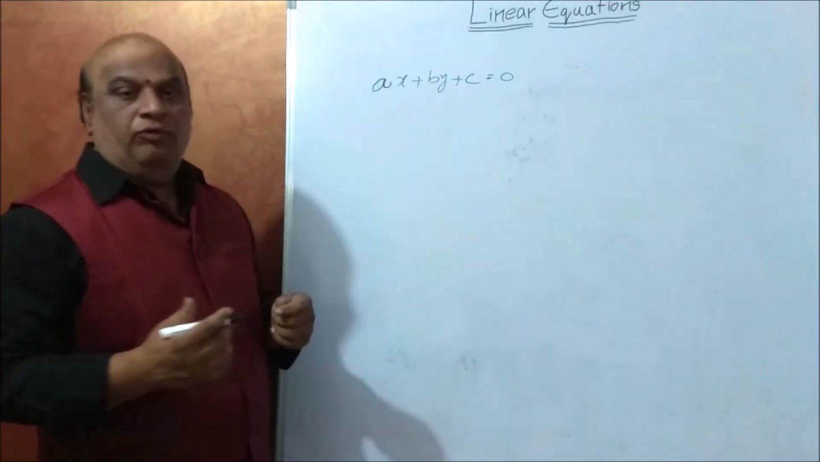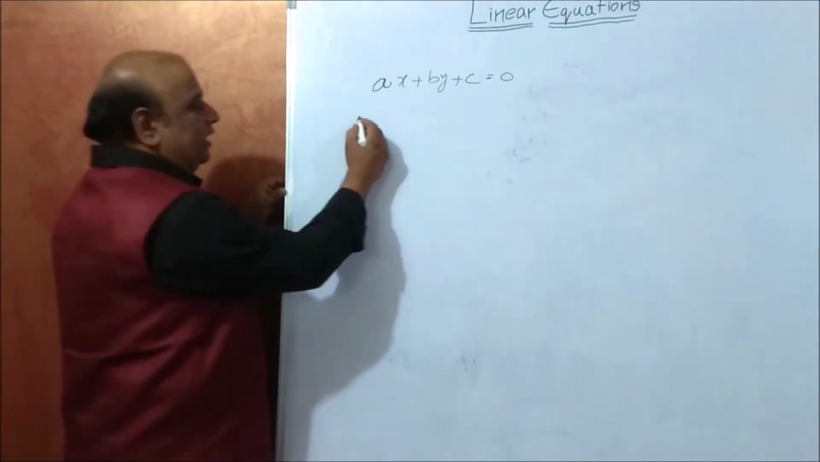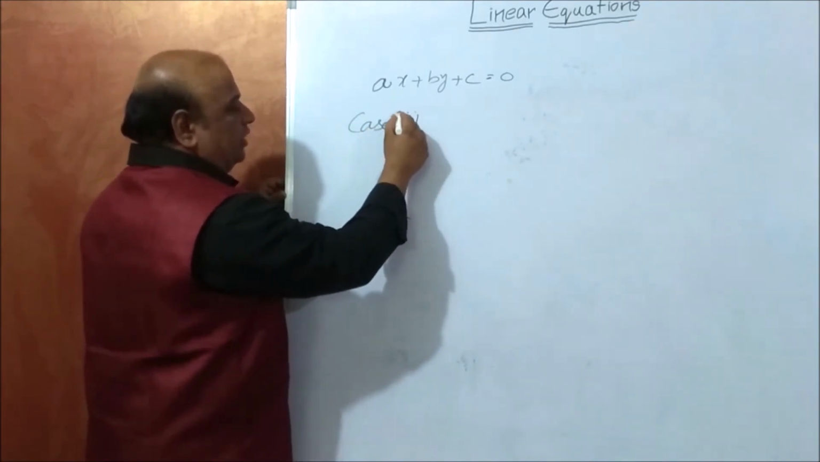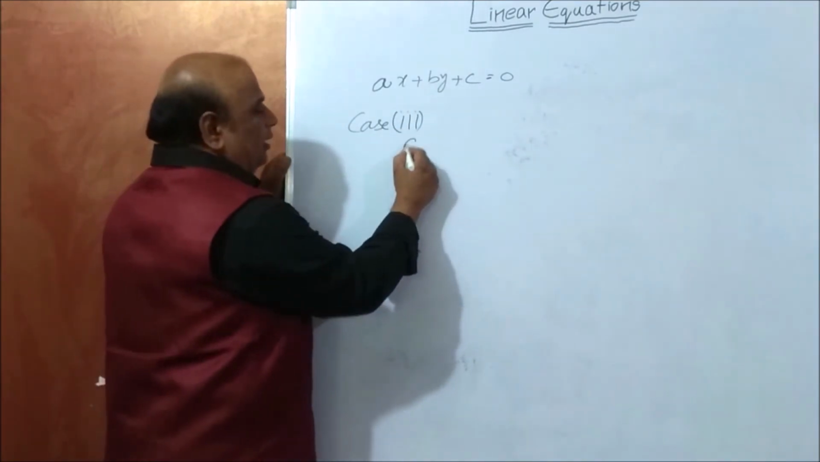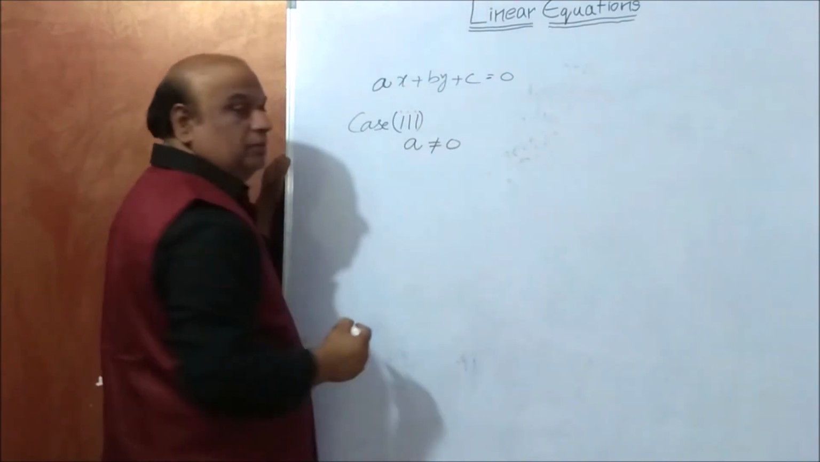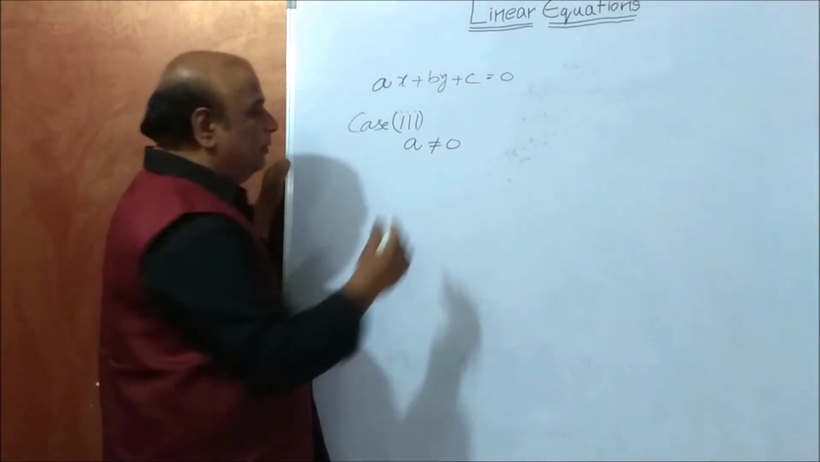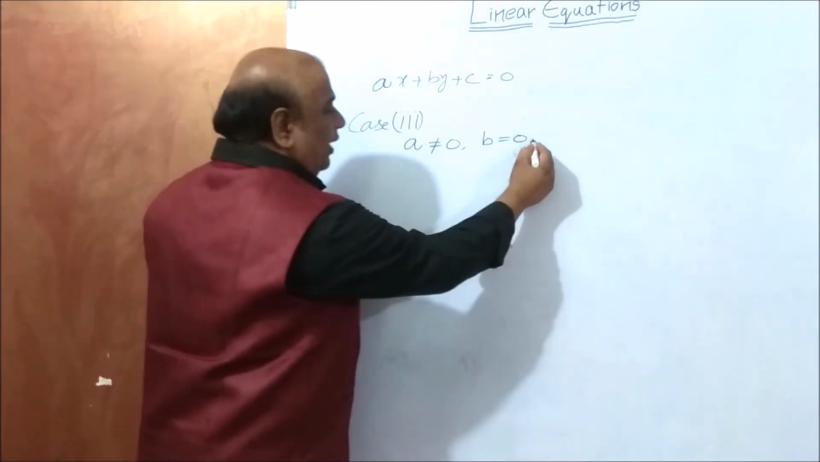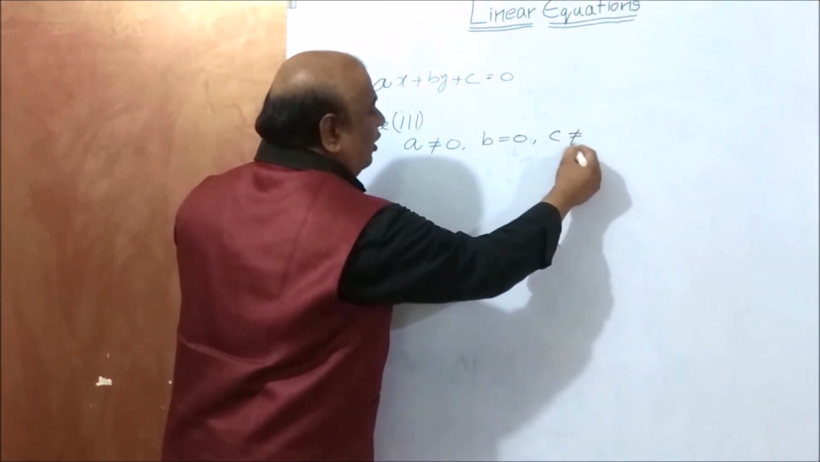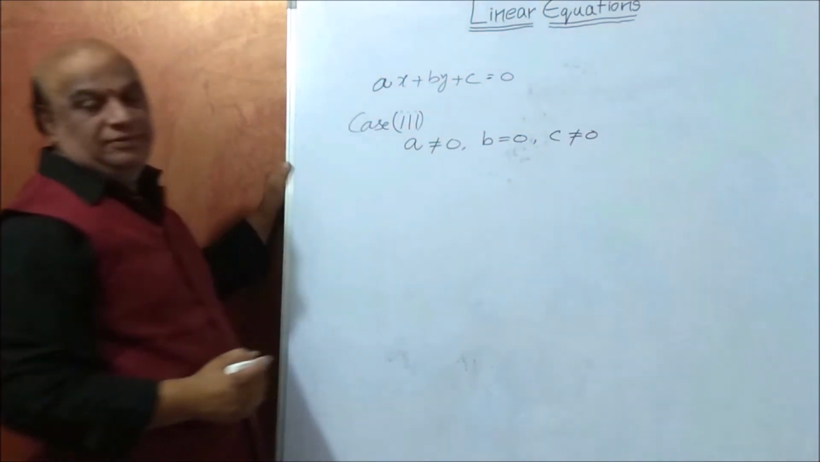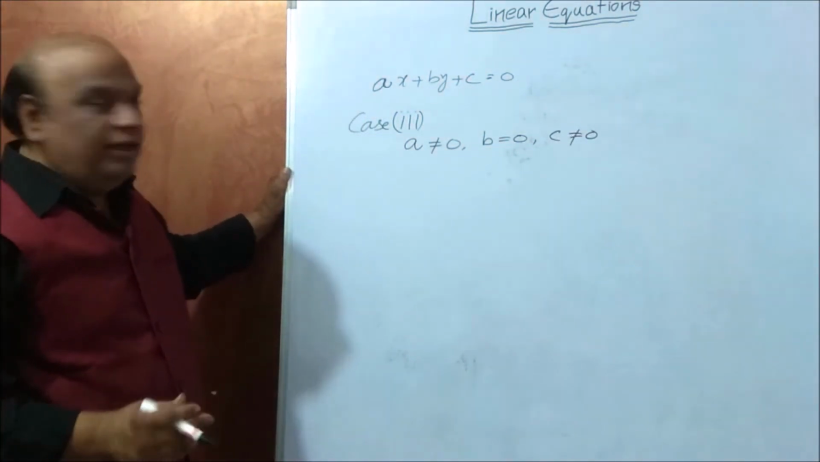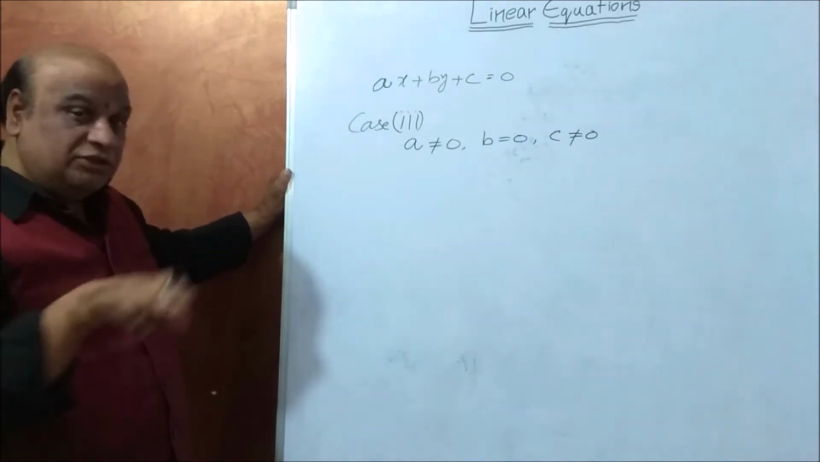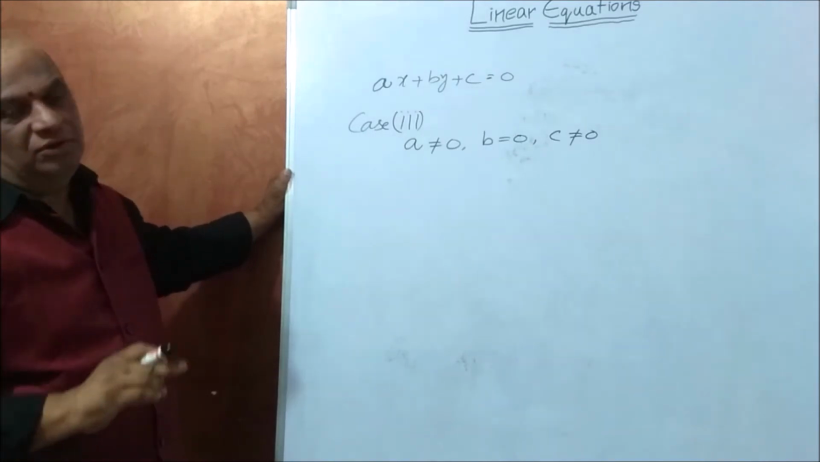Next, we observe case 3. What is case 3? Here, a not equal to 0, b is equal to 0, and c not equal to 0. This is the case. Here, a not equal to 0, b is equal to 0 and c not equal to 0.